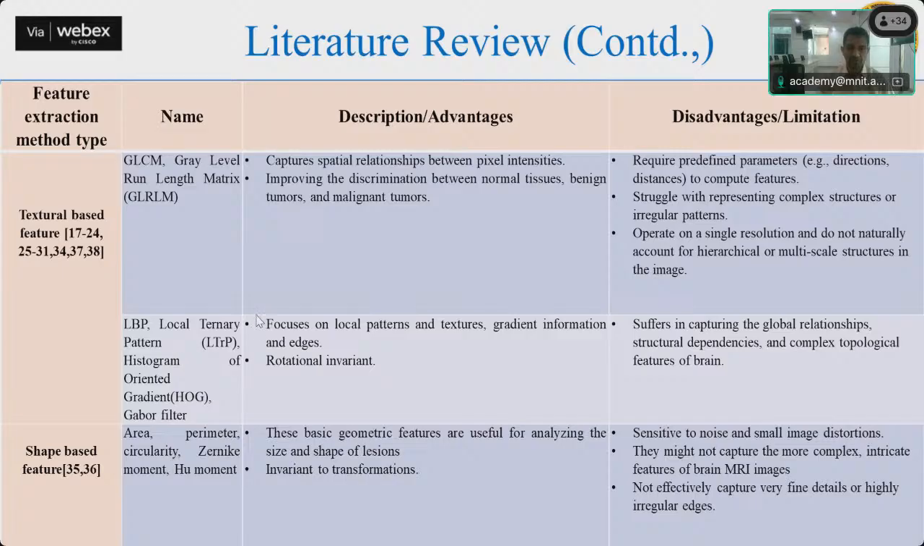So, are you able to recall this GLCM, gray level co-occurrence matrix.